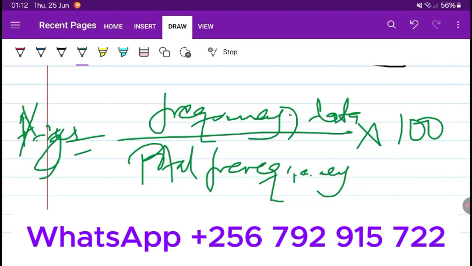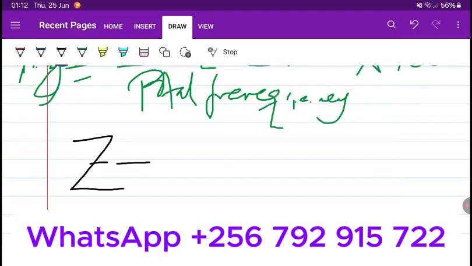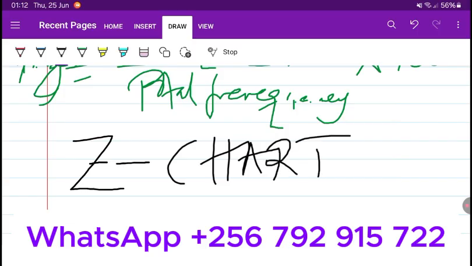So we shall meet in the next video as we are looking at the Z chart. Of course, the Z chart looks like letter Z, and even when we are drawing it, it will look like that letter Z. So that's what we are going to look at in the next video.